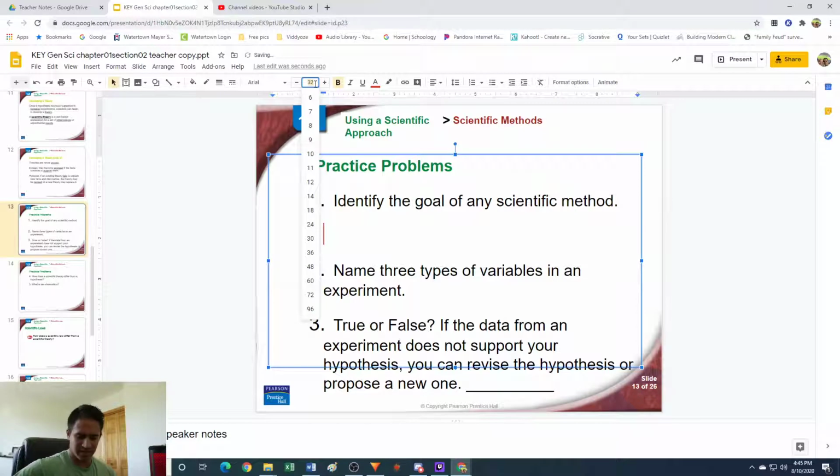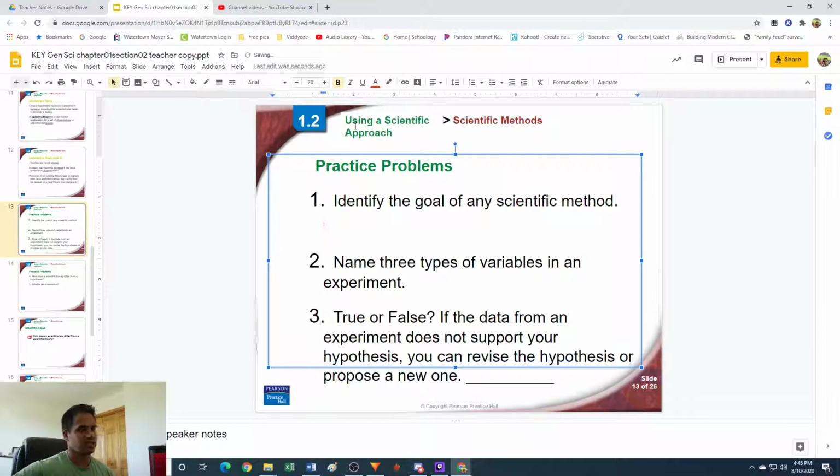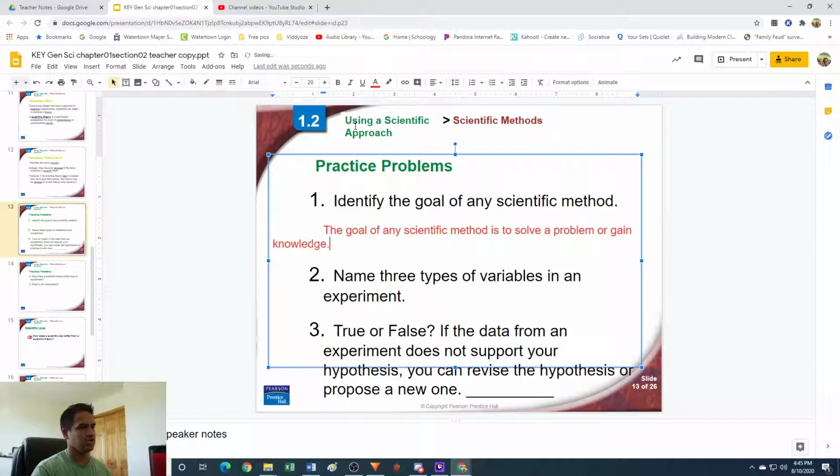So this is one of the main ideas in the notes, and of anything in this section, it's probably the biggest thing to take away. But the goal of any scientific method is pretty much to solve a problem or gain knowledge about something we didn't know about beforehand. Okay, so you can put down the goal. The goal of any scientific method is to solve a problem or gain knowledge. Okay, something like that.